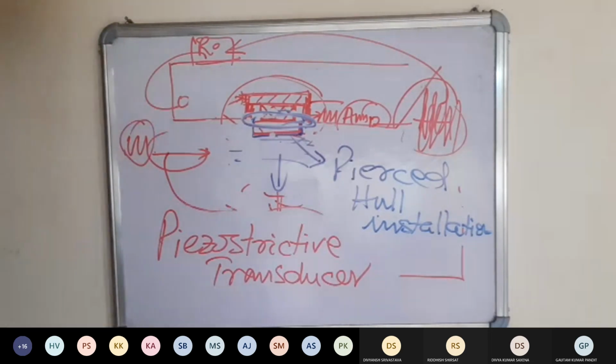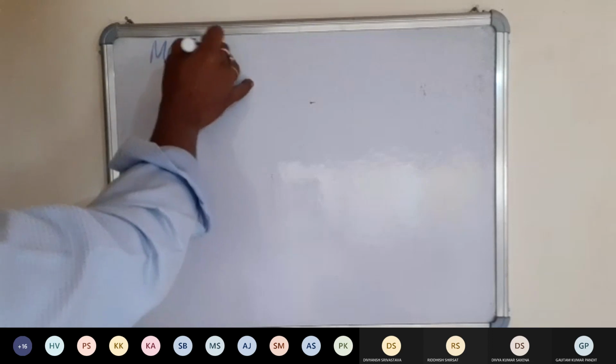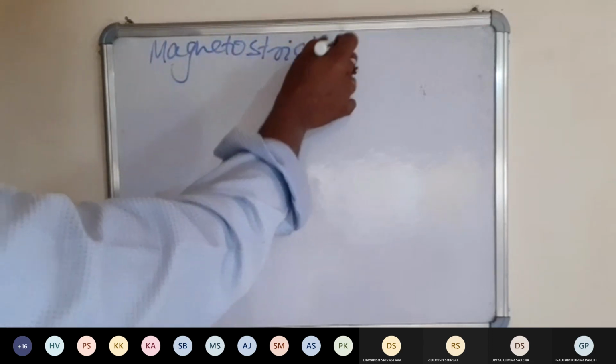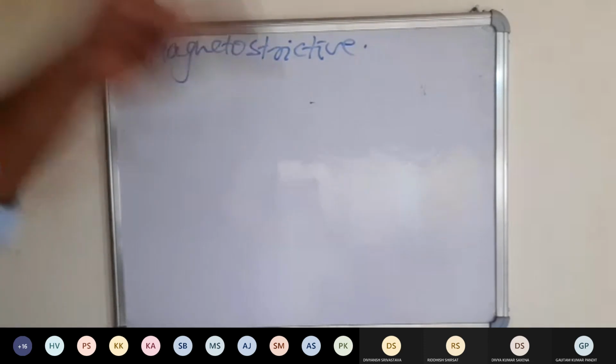So this is the electrostatic transducer. Next one is magnetostatic. Magnetostatic transducer. This utilizes magnetism.